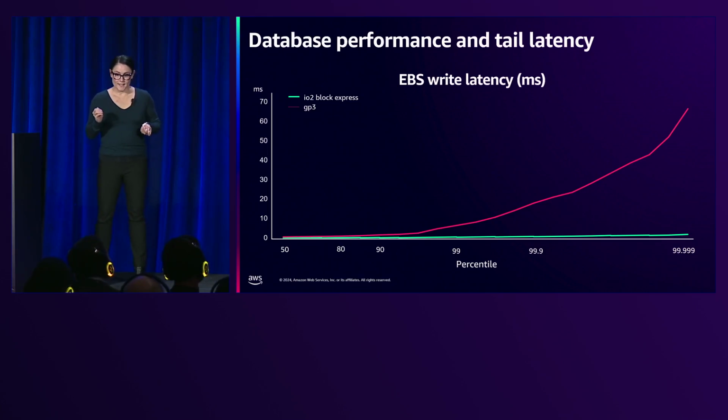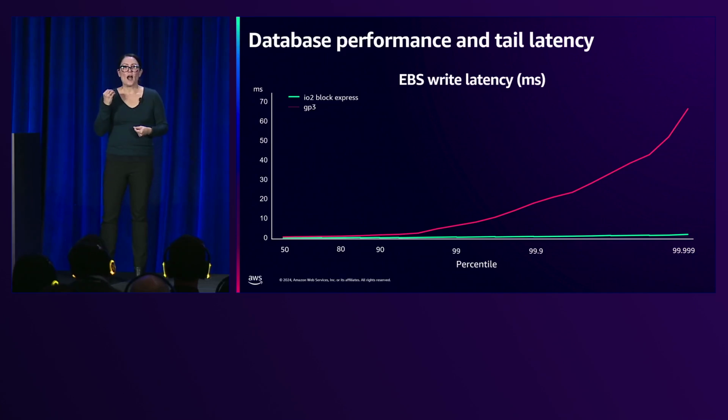reduction in outlier latencies, this is what it actually looks like in a graphical form. So you can see that as you get into the outer percentiles, where things are happening, granted, less frequently, IO2 block express maintains a very, very consistent low latency performance when compared with GP3, for example, which is the red line up there. You can see higher outlier latencies. So that's one input into your designing for resilience.